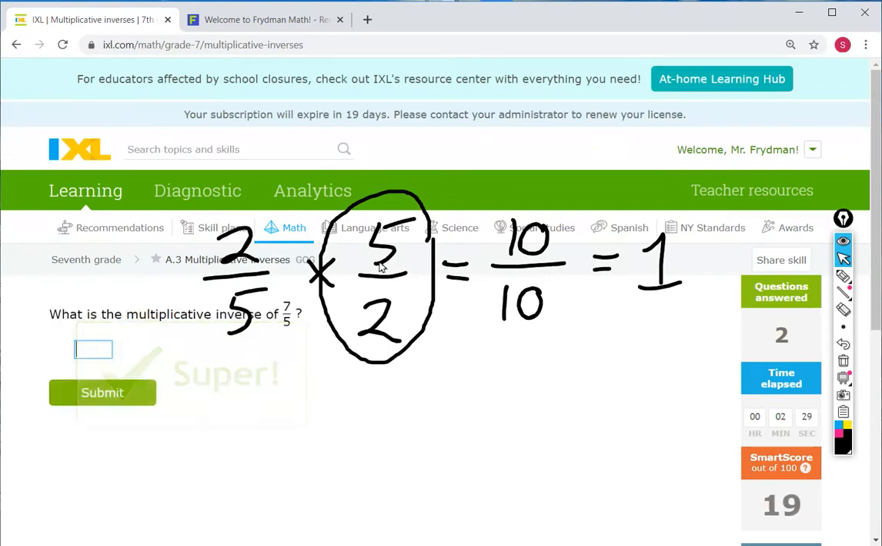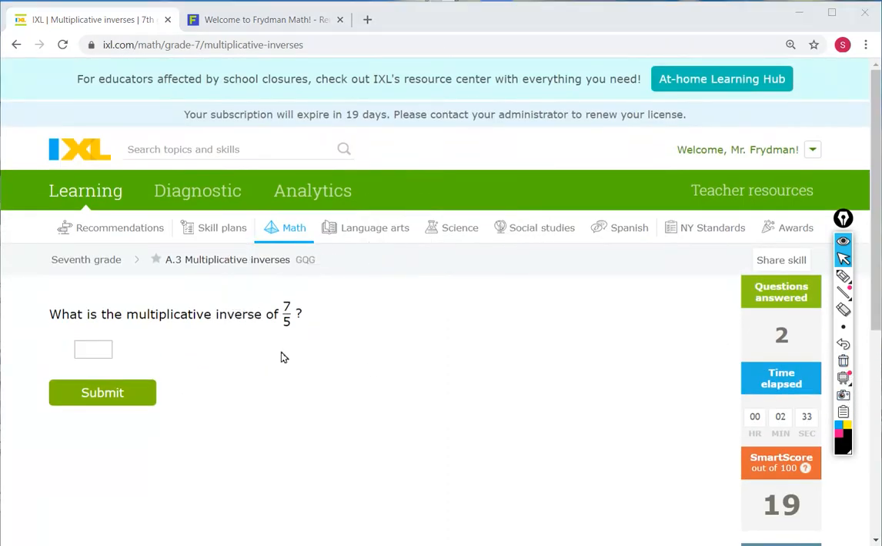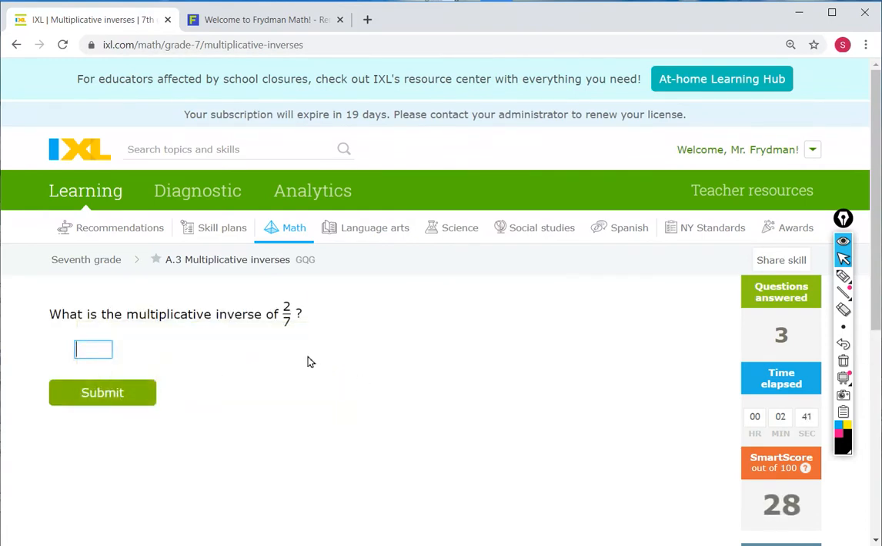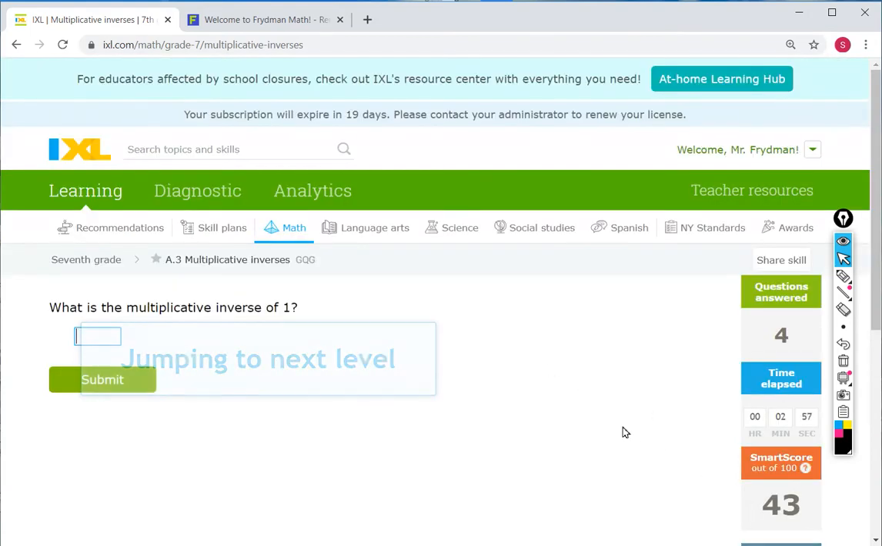And I believe the rest of the questions are just the same. The multiplicative inverse of 7/5 would be 5/7. The multiplicative inverse of 2/7 would be 7/2. All right, so you just take this number and flip it. You get the reciprocal of that number. Let's jump to the next level, but I think they're all the same.